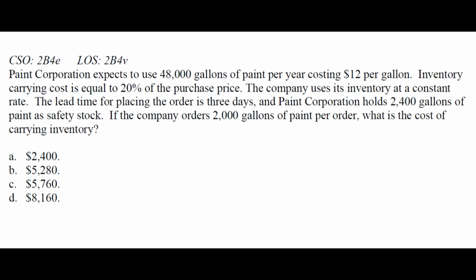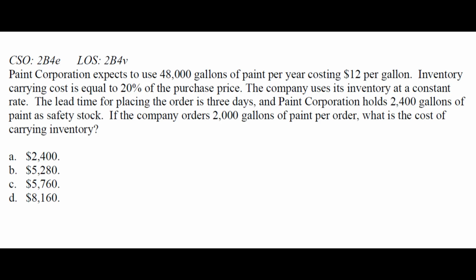The annual carrying cost per gallon is 20% of $12, or $2.40 per gallon. Multiplying this annual carrying cost by the average inventory of 3,400 gallons gives an annual inventory carrying cost of $8,160. A. $2,400. Incorrect. This ignores safety stock and understates the inventory being carried.